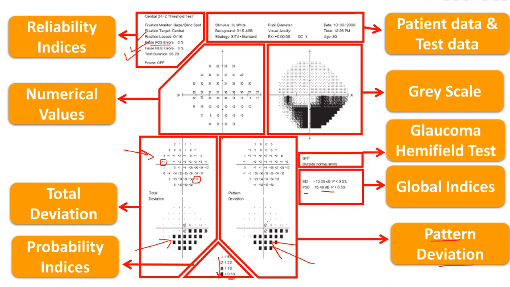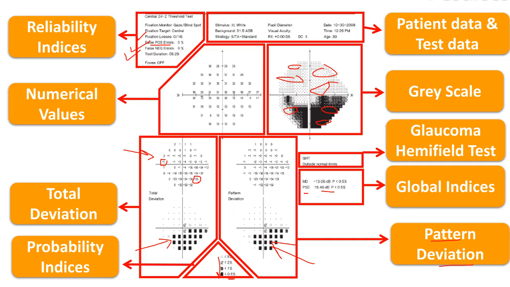Finally, there is a small box called the glaucoma hemifield test, which can be within normal limits, outside normal limits, or suspicious. In this test, it will compare certain zones above the horizontal line to similar zones below the horizontal line, and check the sensitivity between the upper and lower. As we know, in glaucoma there will be more affection of the lower field first.